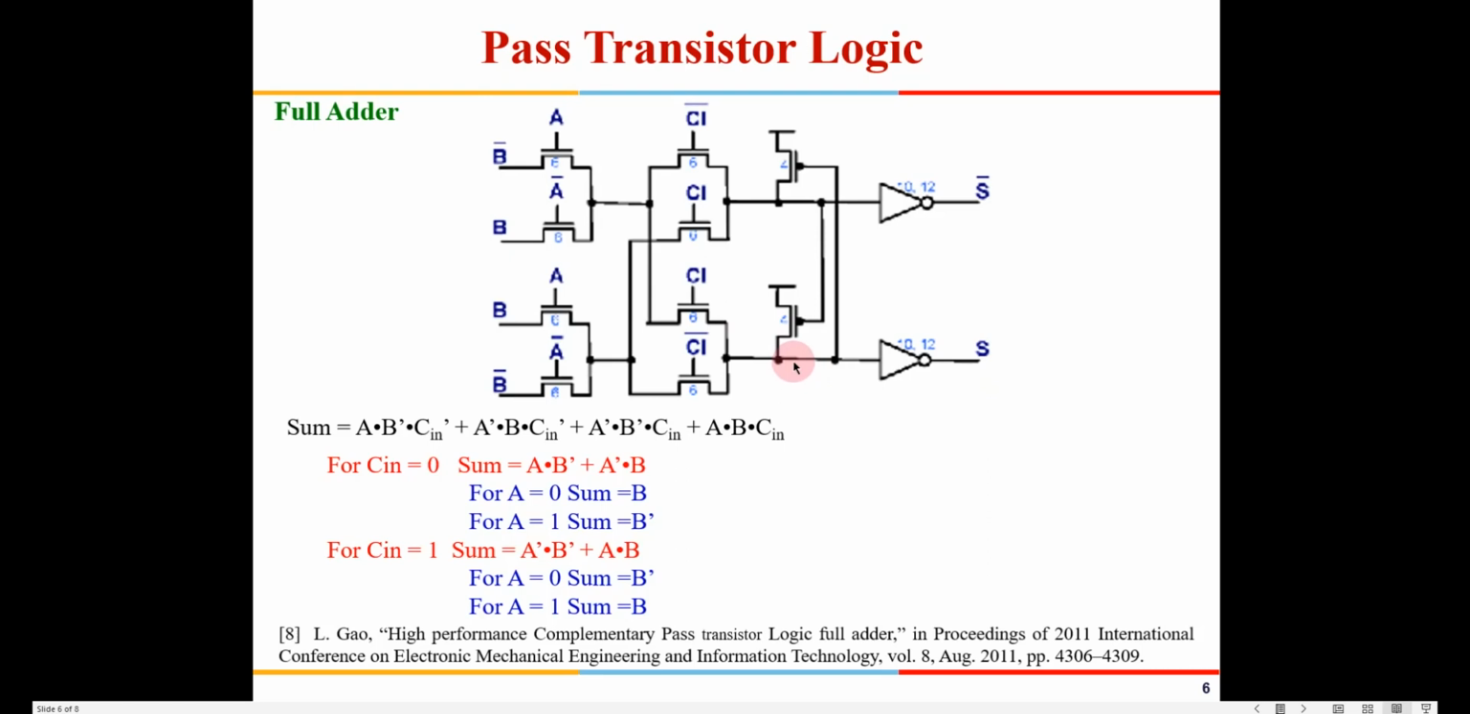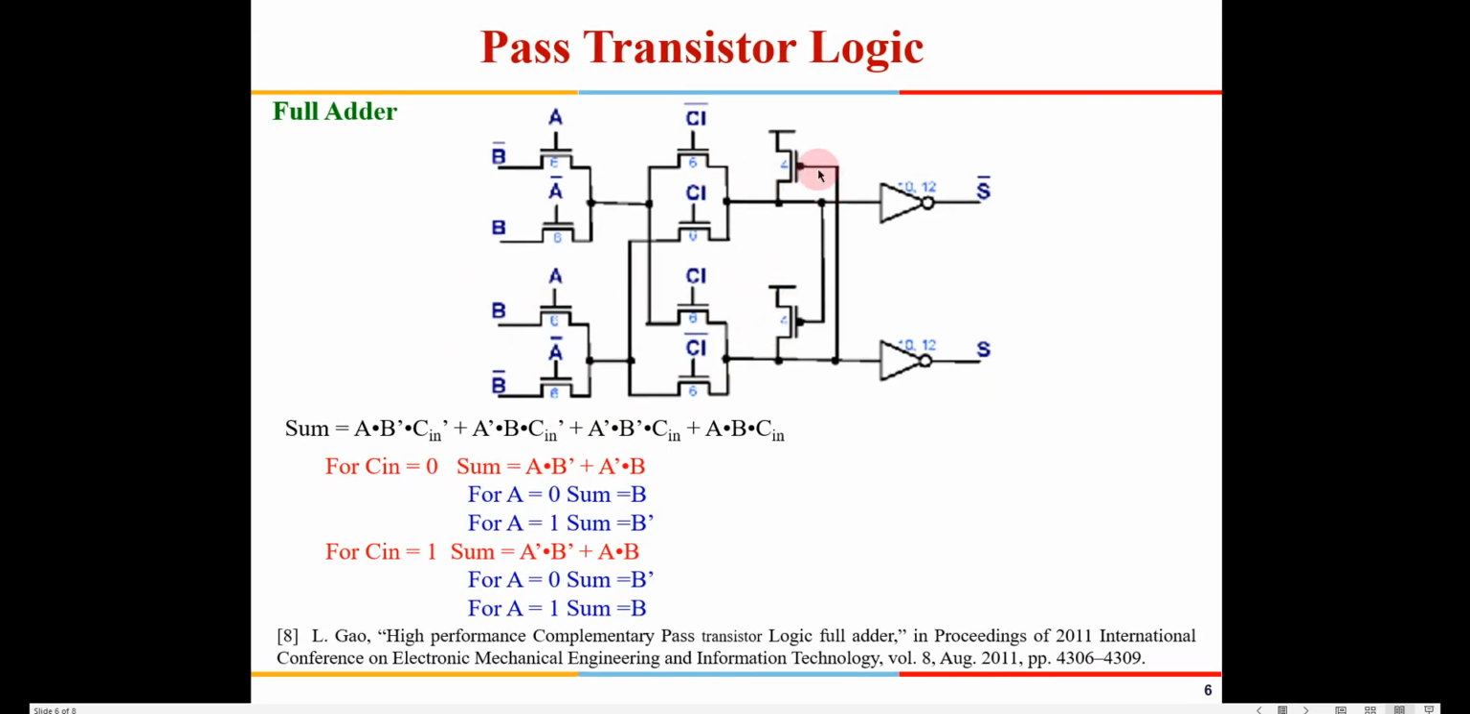Now you are using a sum bar here, and you are taking sum here. The way we have written the expression for sum, you need to write it for sum bar, and then you have to put these conditions: C in equal to 0, C in equal to 1, A equal to 0, A equal to 1, A equal to 0, A equal to 1, and then accordingly design these circuits for sum bar also.